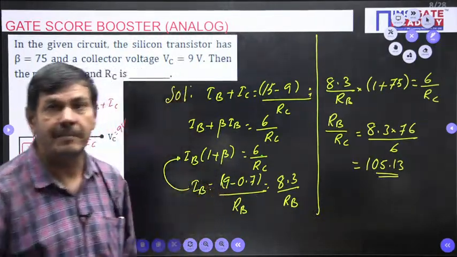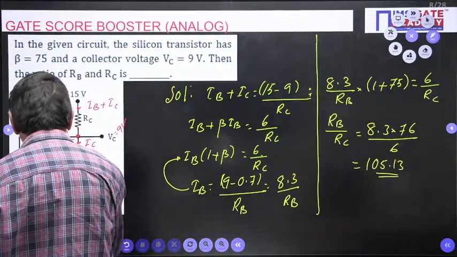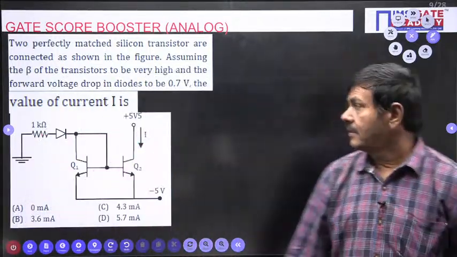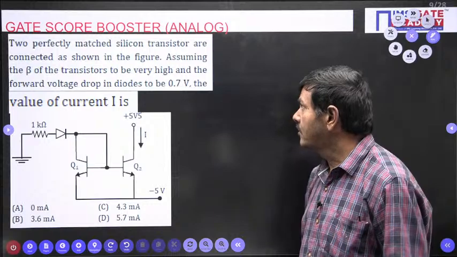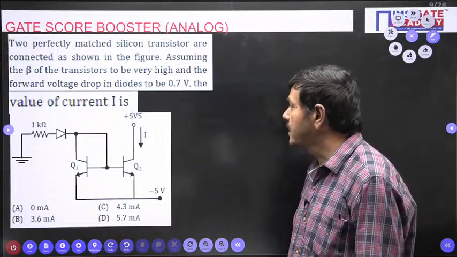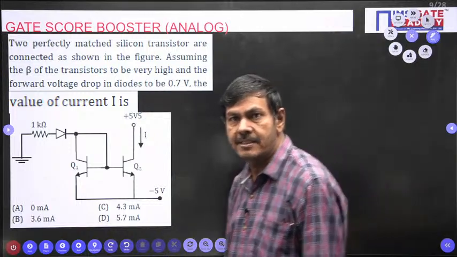Yes, that is the RB by RC process only, I can see. We can go to the next question now. This is one more question. Can any student solve this question without my help? You know very well this circuit is nothing but a current mirror biasing circuit. Can anybody solve the current mirror?